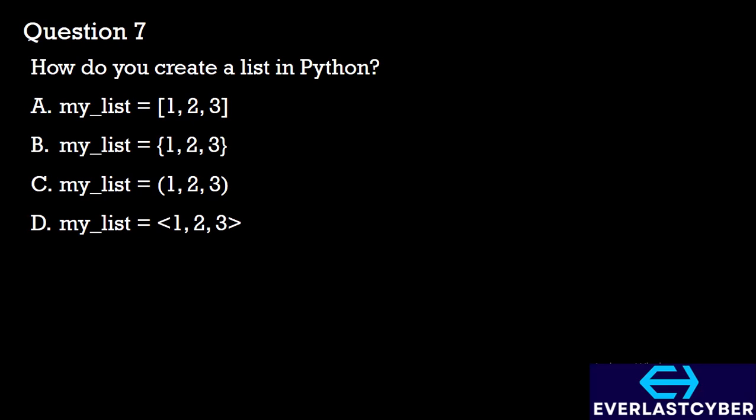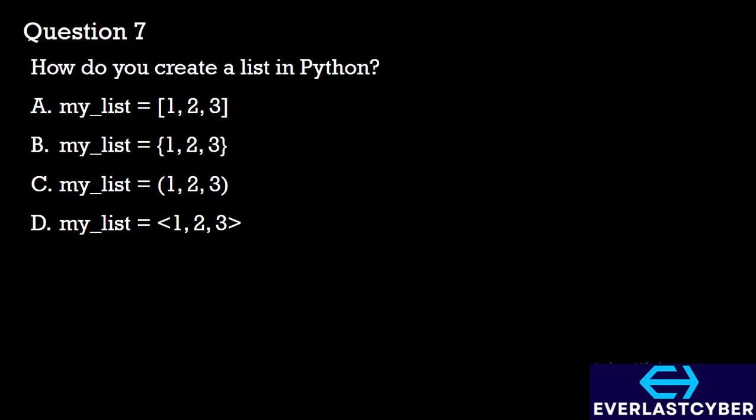Question 7. How do you create a list in Python? A. my_list equals 1, 2, 3. B. my_list equals curly brackets 1, 2, 3. Option C, my_list equals brackets 1, 2, 3. And option D, my_list equals angle brackets 1, 2, 3.